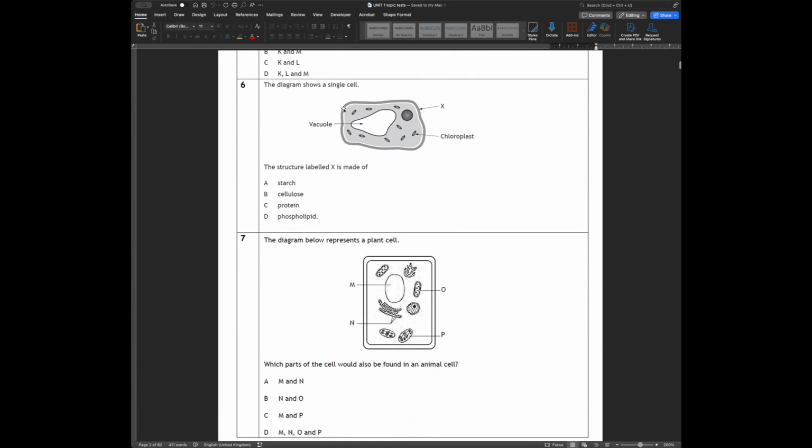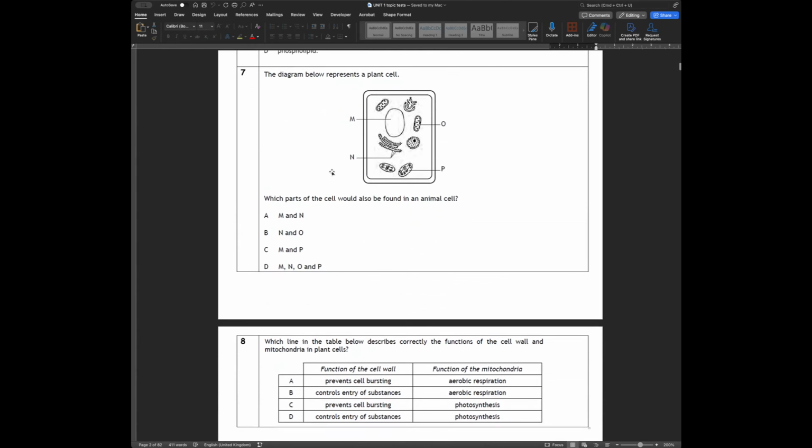Question 6. The diagram shows a single cell. The structure labelled X is made of, so we've got a choice of starch, cellulose, protein, or phospholipid. So X there, what is X pointing to, and what is it made of? I'll give you a chance to answer that. And if you've answered that, you should have found that X was the cell wall, and because it's a plant cell, it would be made of cellulose. Okay, so B there for number 6.